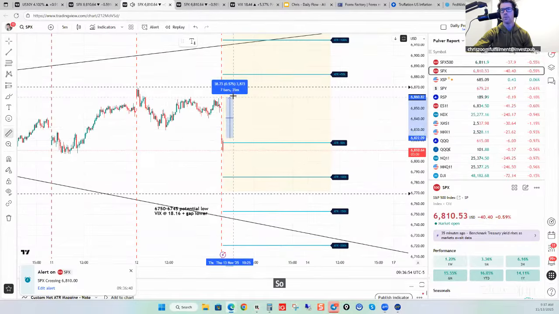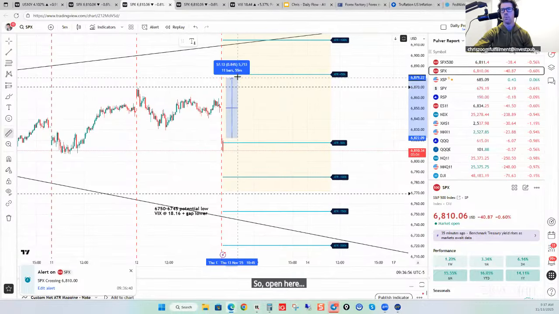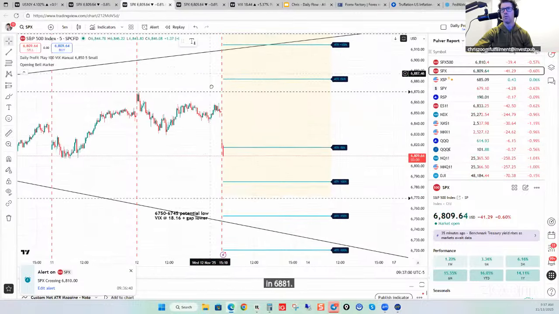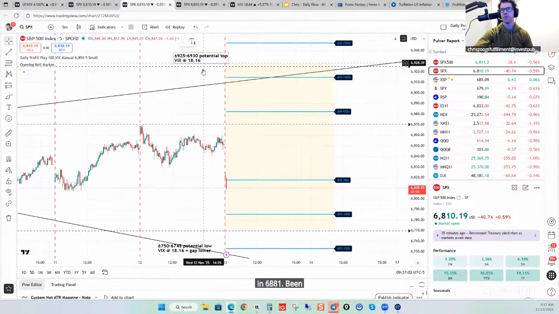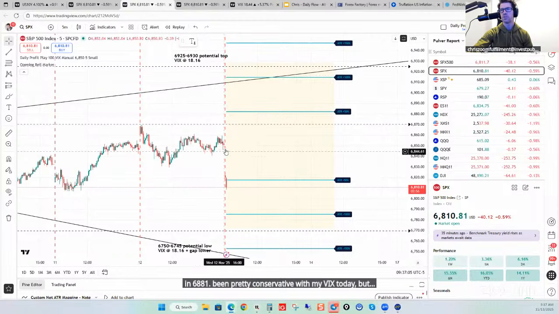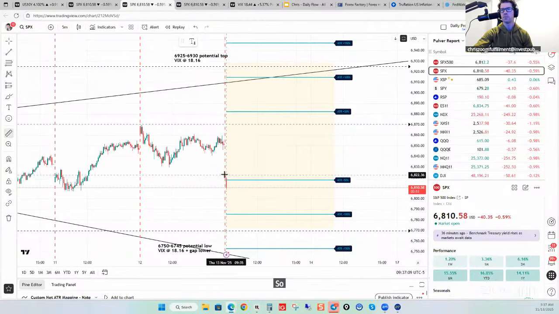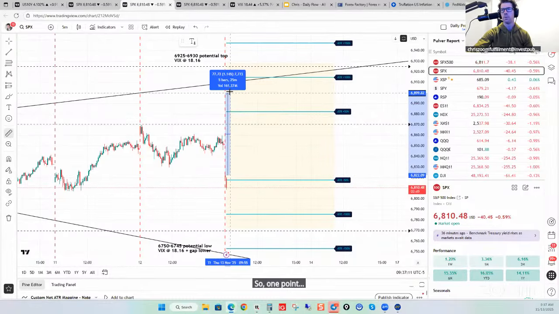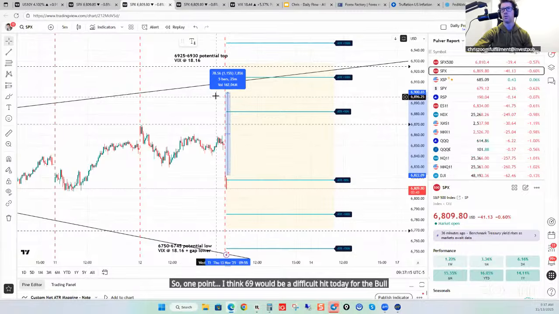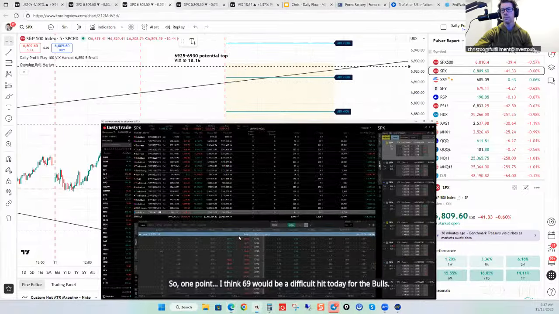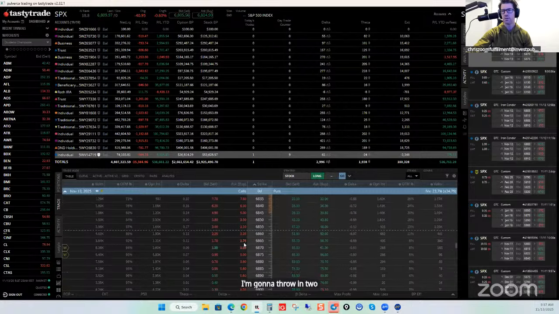So open here. I mean, 68.81. Being pretty conservative with my VIX today, but I'll still use it. So 1 point. I think 69 would be a difficult hit today for the bulls. I'm going to throw in 2 broken wing butterflies. 69.